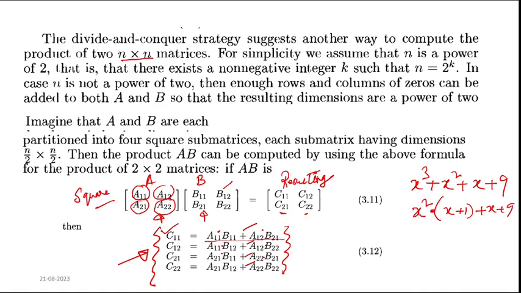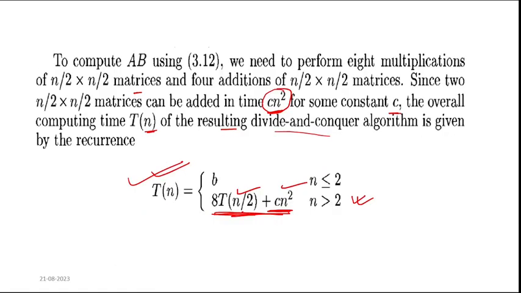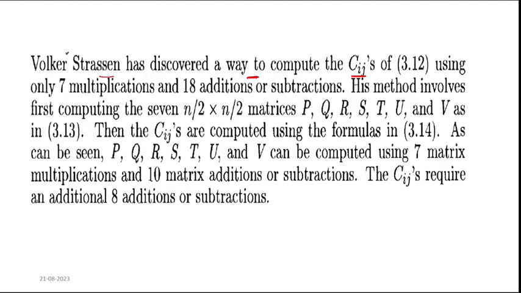Maybe how much? Maybe one multiplication, something like that. It will reduce. That means if you can arrange and rearrange the expression, by some slight amount you can reduce the time complexity. Nothing extraordinary. He has just put the things here and there, and he tried to reduce the time complexity a little bit. So what he has done, he has discovered a way of computing the Cij's using 7 multiplications.